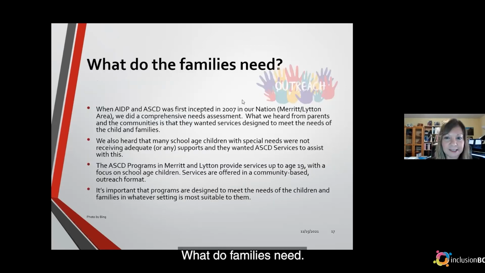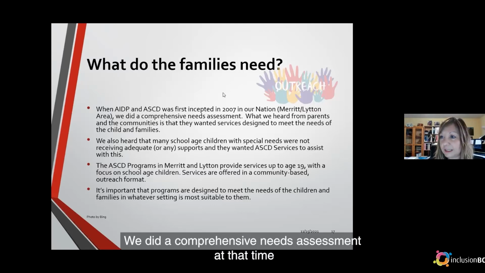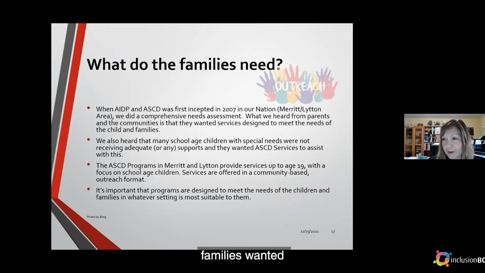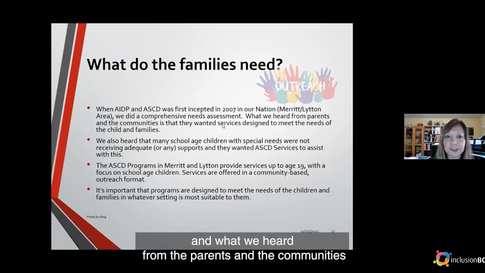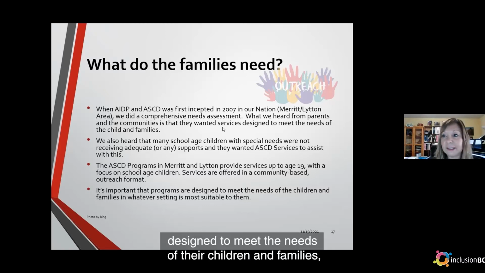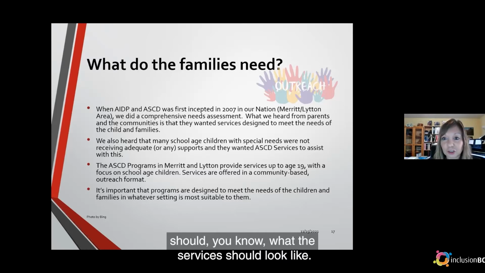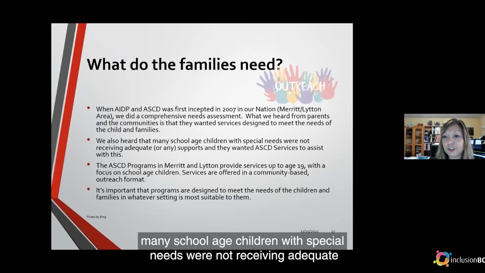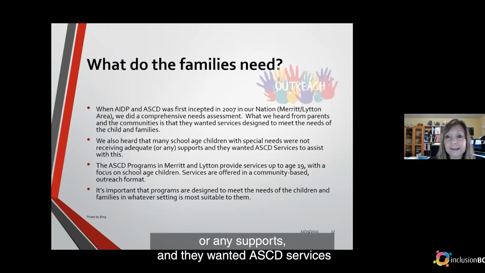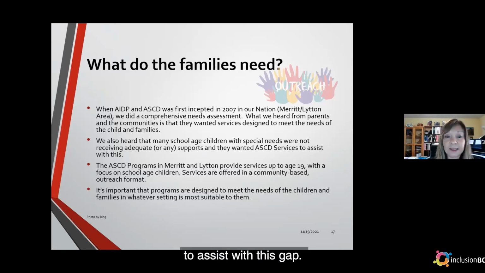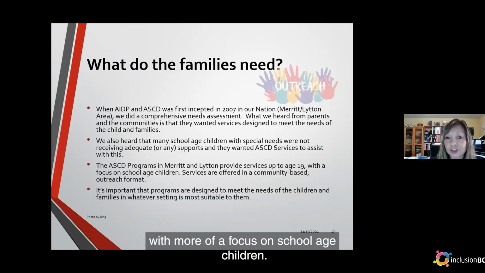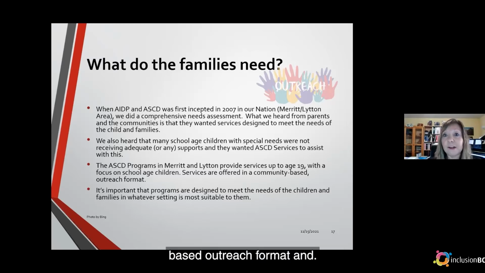What do families need? So when AIDP and ASCD was first incepted in 2007 in our nation here in the Inklakatma, we did a comprehensive needs assessment at that time to find out what families wanted. And what we heard from the parents and communities is that they wanted services designed to meet the needs of their children and families, and not just based on what the funders are saying the services should look like. We heard that many school-age children with special needs were not receiving adequate or any supports, and they wanted ASCD services to assist with this gap. And so our programs here in Merritt and Lytton provide services up to age 19 with more of a focus on school-age children. Services are offered in a community-based outreach format.